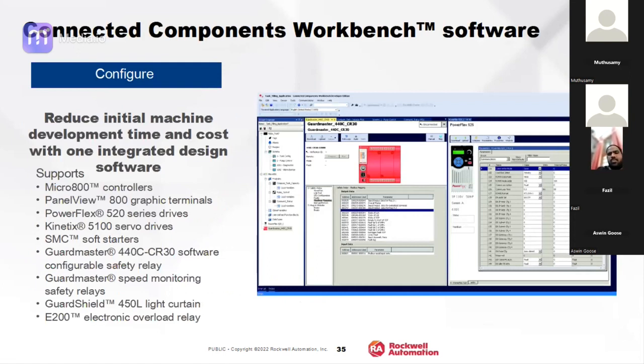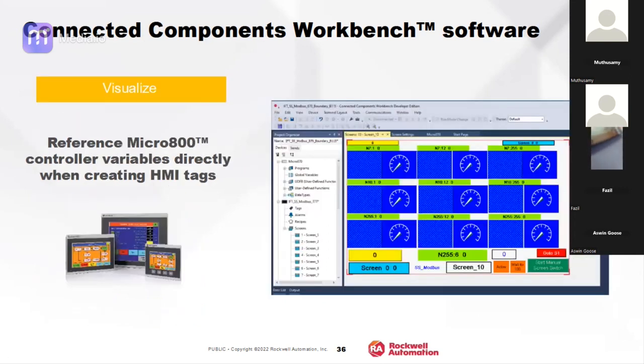With the help of CCW, you can configure safety relays, PowerFlex drives, PanelView 800, and PanelView Component Plus HMI also. With the help of CCW, you can design your HMI screens. PanelView 800 HMIs are available in three variants. One is 4-inch with 4 keys, another is a 7-inch display, and the third one is a 10-inch display.